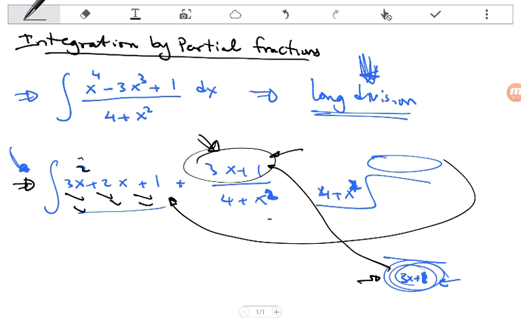For this expression, I have in the denominator 4 plus x squared. So I have a quadratic form in the denominator, and we have learned how to deal with quadratic forms. If it was like this, or even like 4 plus 2x plus x squared in the denominator, and in the numerator I have some first degree, I complete the square.